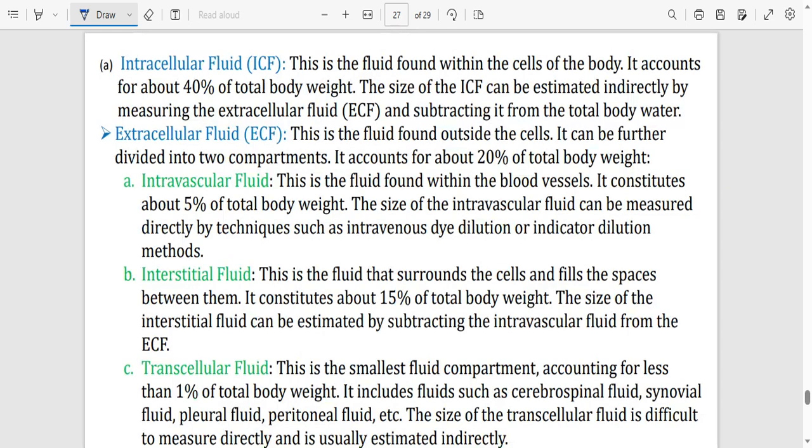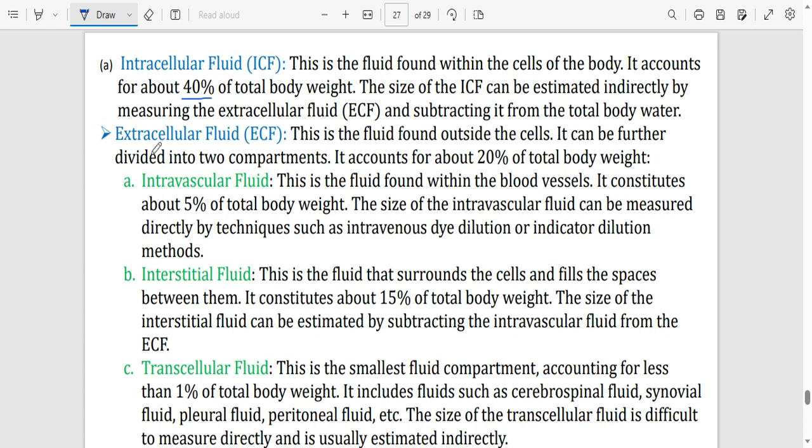So starting with the first question, name the different body fluid compartments and also the ways in which they can be measured and the size of each. So, of course, we have already said body fluid compartments can either be ICF or ECF. So, ICF is a fluid found within the cells of the body. It accounts for 40% of the total body weight. We already saw this in the previous video. So, if you have not watched the previous video, please go on and watch it.